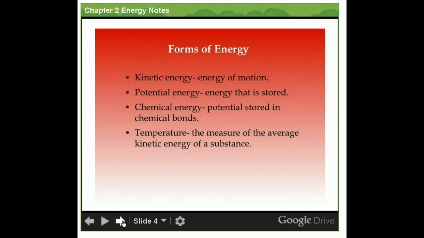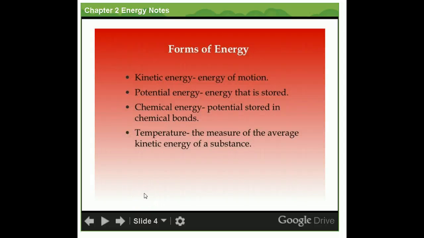So remember, there's different kinds of energy, and they're all important. Kinetic energy is moving energy. Potential energy is the energy that's stored in something. So if you have a big boulder on the top of Mount Everest, it's not moving, but once it does start moving, it will give you a lot of energy. So that's called potential energy. It has the potential to give you a lot of energy.